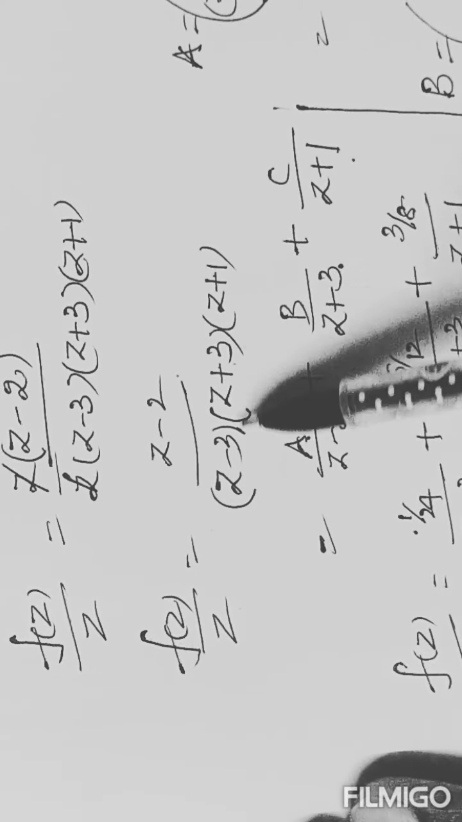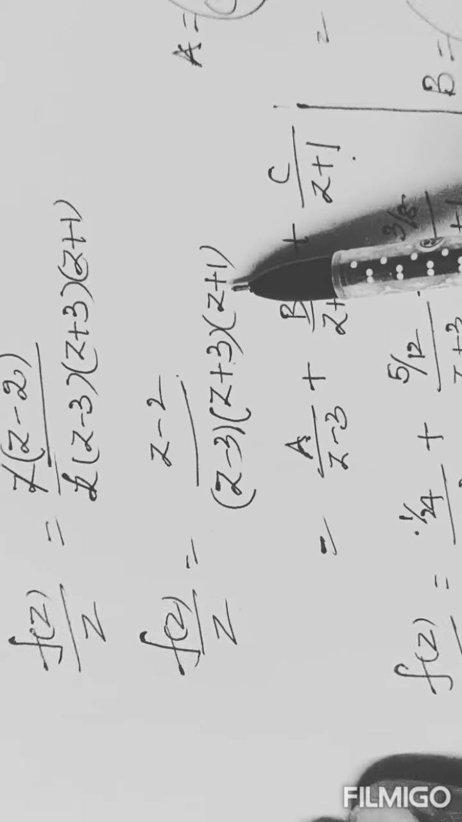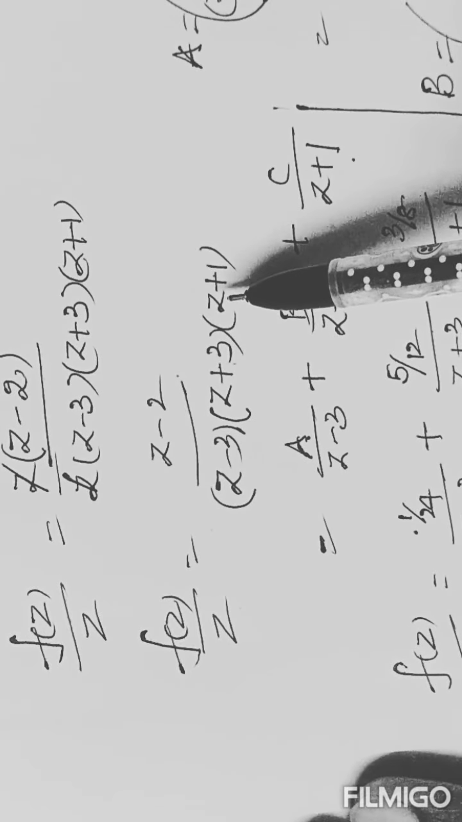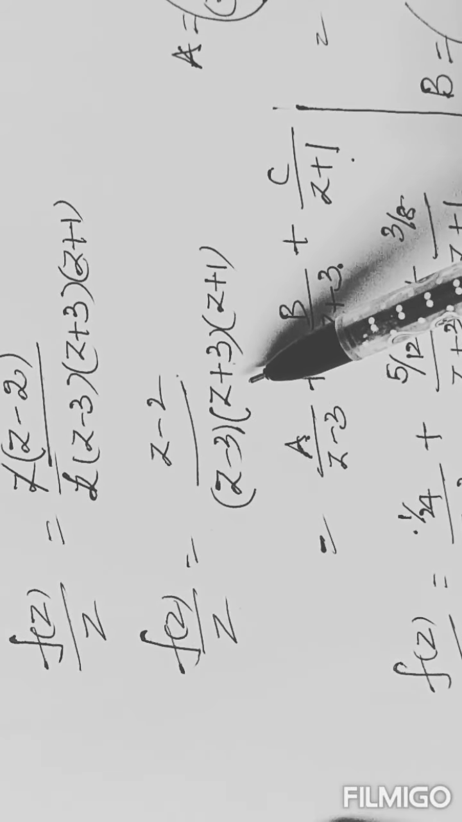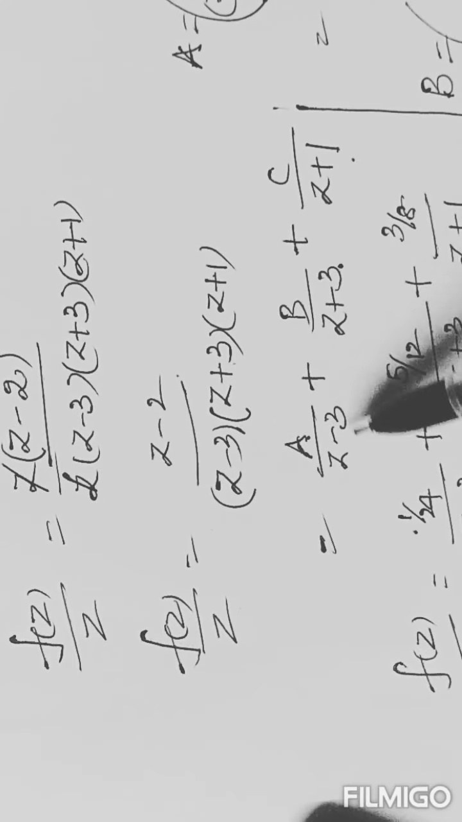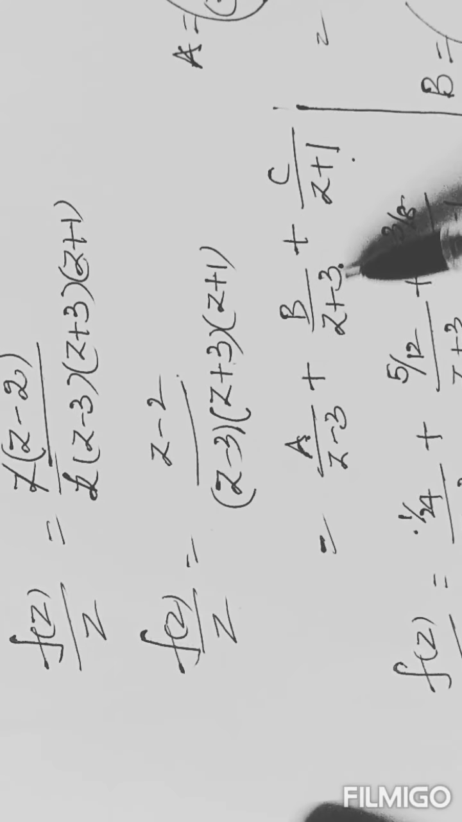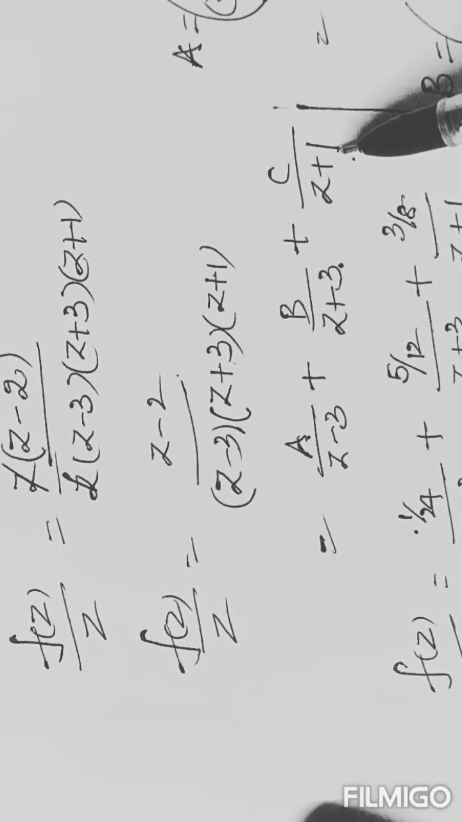But here there are triple factors, so we need partial fractions of this one. To resolve the partial fractions, first it can be written as A by the first factor plus B by the second factor plus C by the third factor.